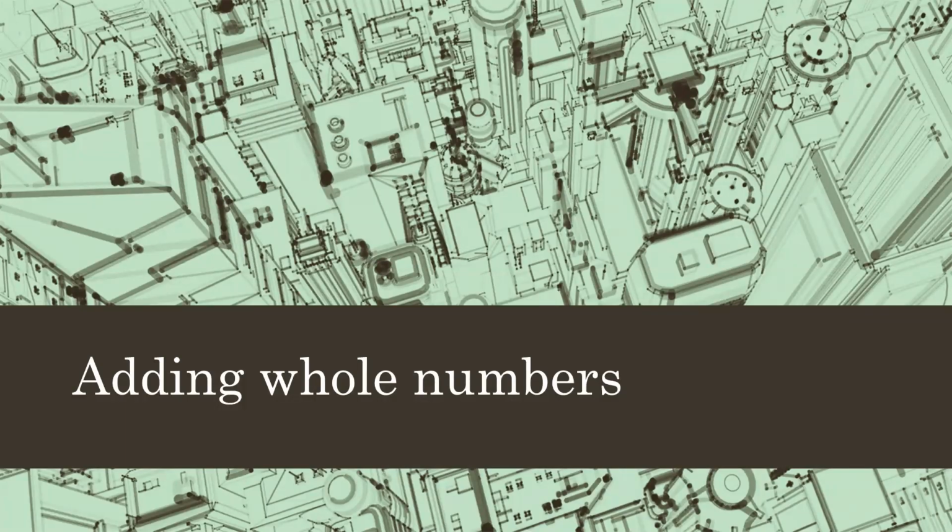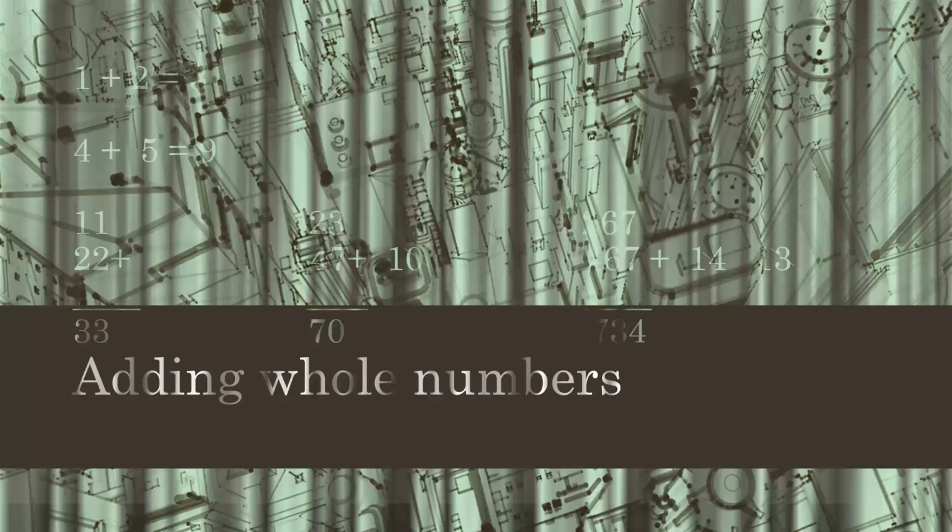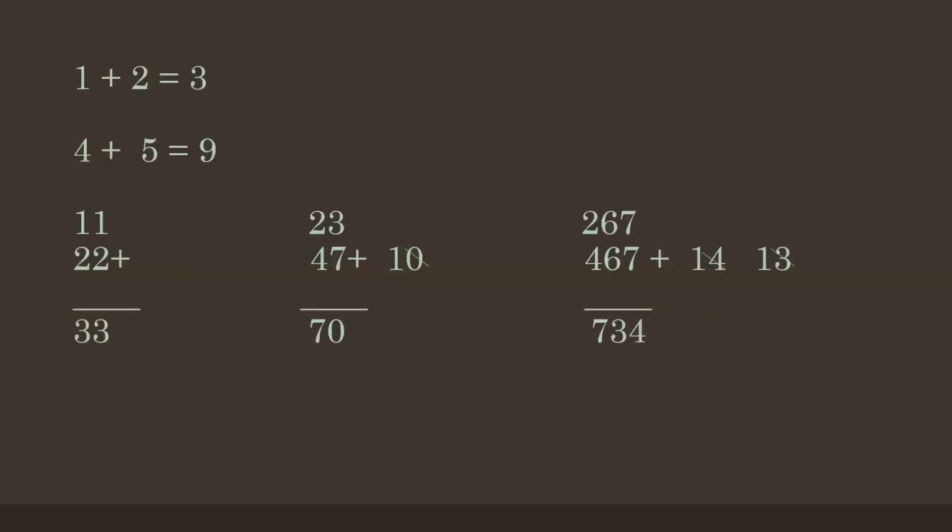Today we are going to take a look at adding whole numbers. So, addition of whole numbers. In our first example, we are given the number 1 and we are adding 2 to that number 1. 1 plus 2 is going to give us 3. 1 plus 2 is equal to 3. In our next example, 4 plus 5, this is going to give us 9.